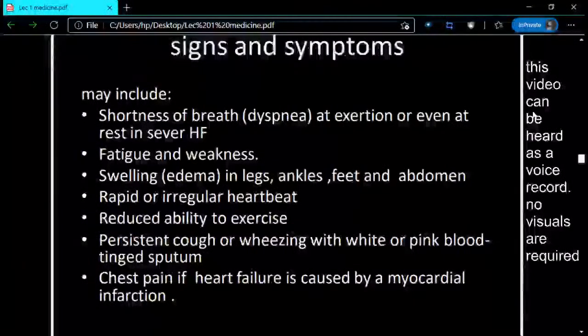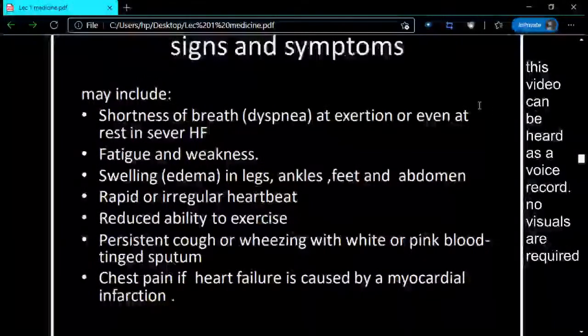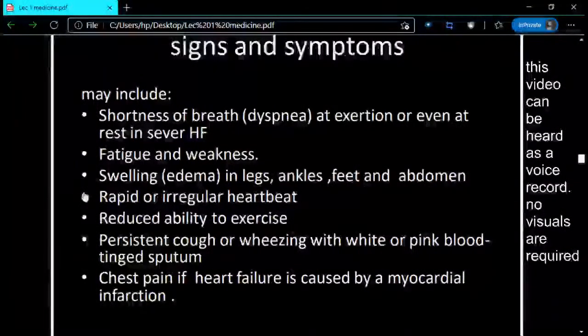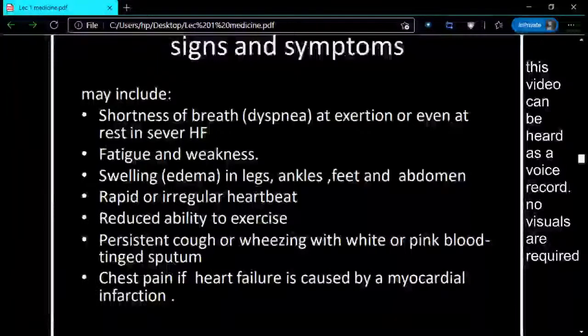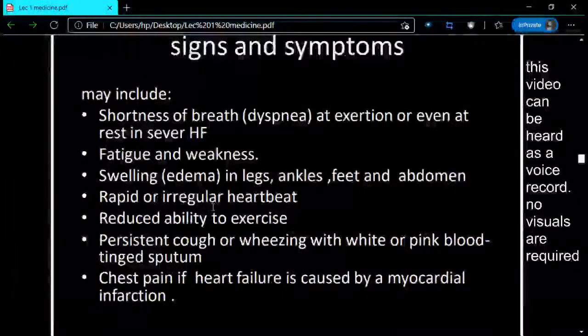Let's see if we can hear that now. If it's functioning. Yes, it's functioning properly. So let's continue the lecture.